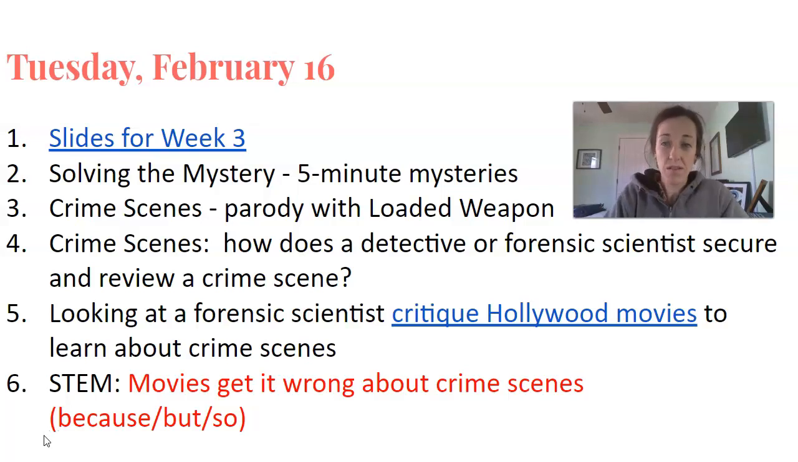Today, we really focused on crime scenes. You can see that there. The slides are linked. We did a quick 5-minute mystery solving and then looked at crime scenes in Hollywood. We really spent the bulk of time on number 5.